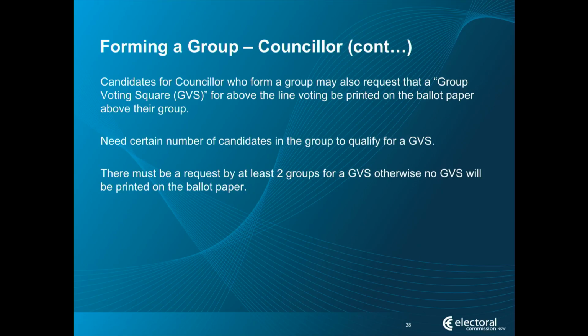Candidates for councillor who form a group may also request that a group voting square for above-the-line voting be printed on the ballot paper above their group. You need a certain number of candidates in the group to qualify for a group voting square, and there must be a request by at least 2 groups for a group voting square, otherwise no group voting square will be printed on the ballot paper. Additional information is available in the candidate handbook on forming a group and the number of candidates required in that group to qualify for a group voting square on the ballot paper.